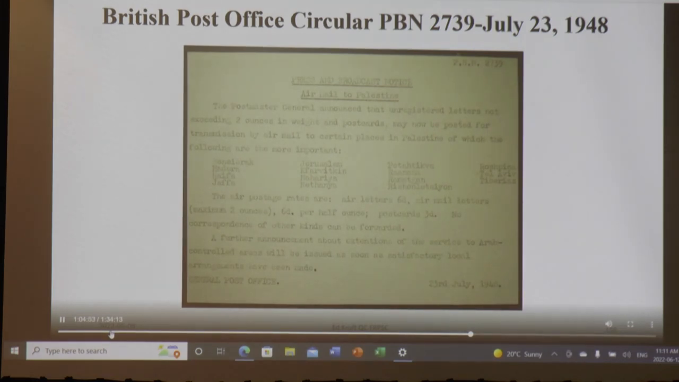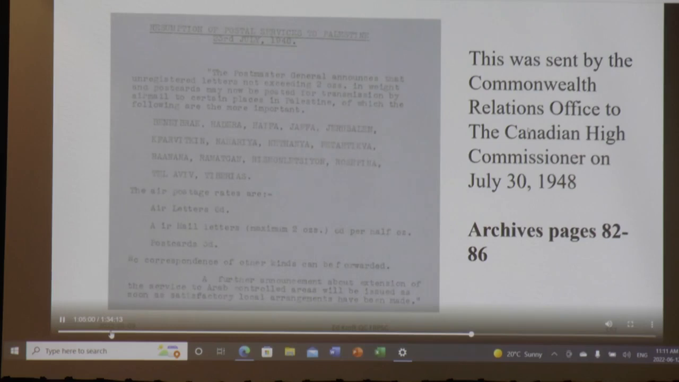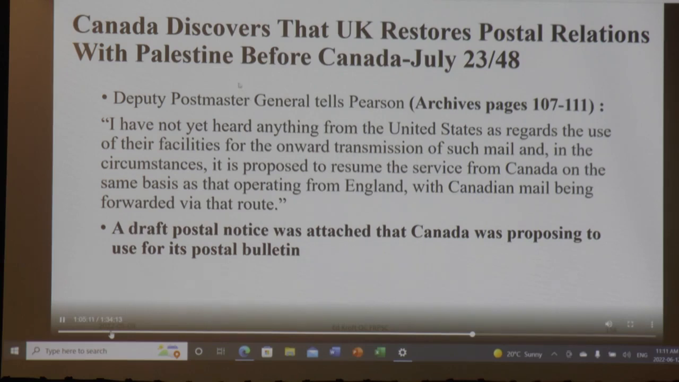And then on July the 23rd, the UK comes out unilaterally just dealing with the Jewish areas of Palestine. And here's another copy of the circular in a different format that was sent to Canada on July 30th for their information. Well, the Postmaster General says, look, if you want to do mail service with England, with the United States, maybe we can do airmail with England, maybe we can do surface mail with the United States.